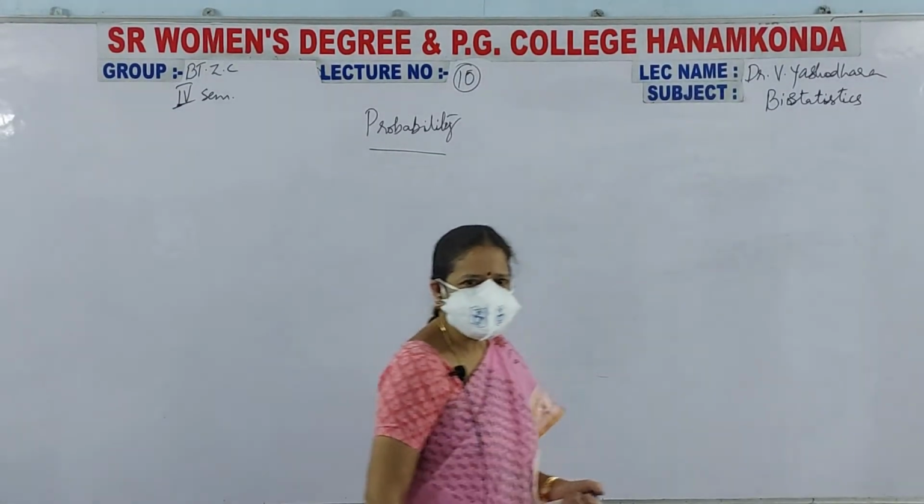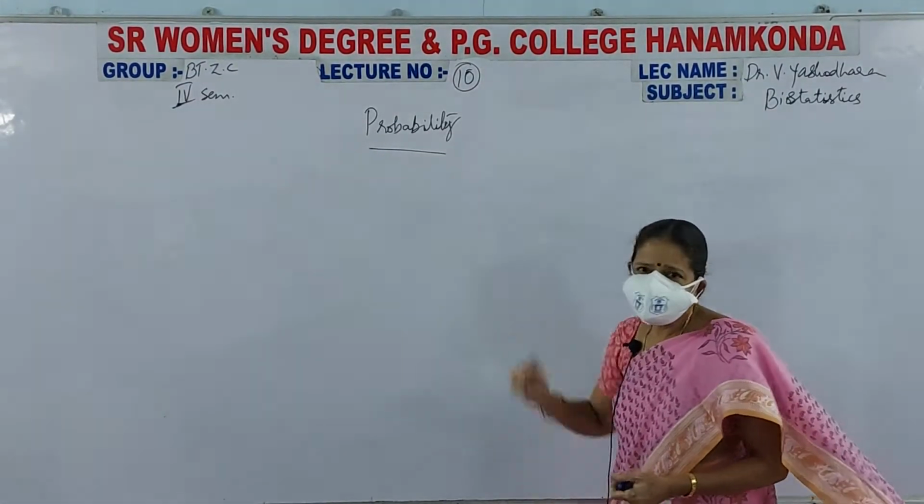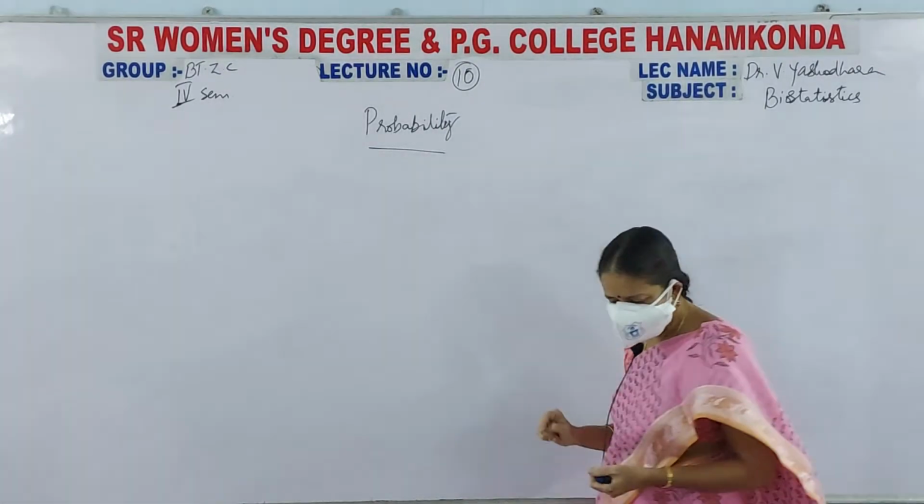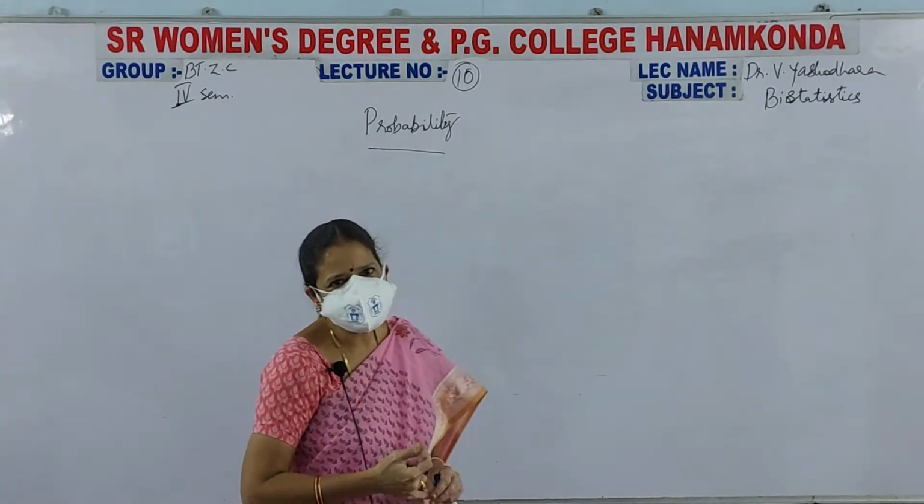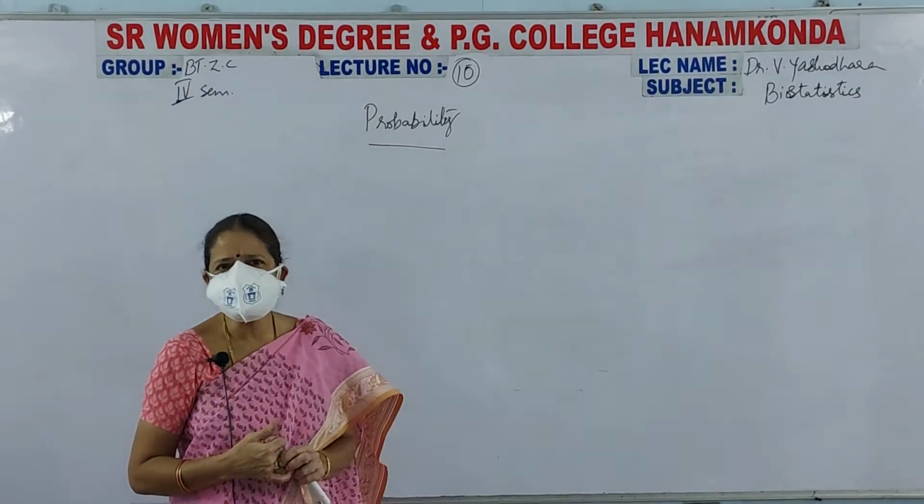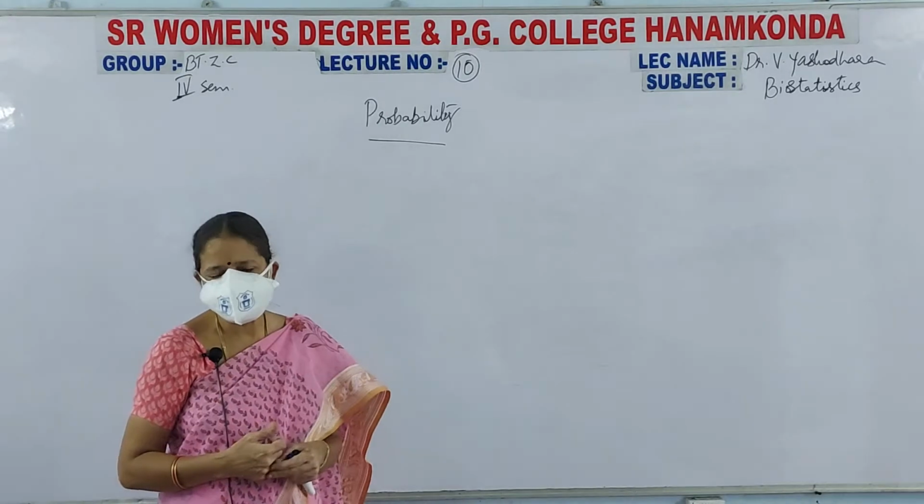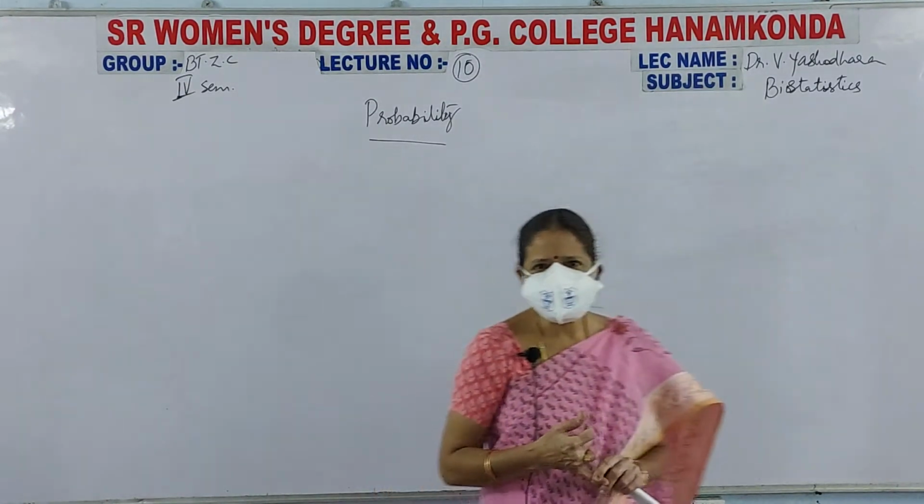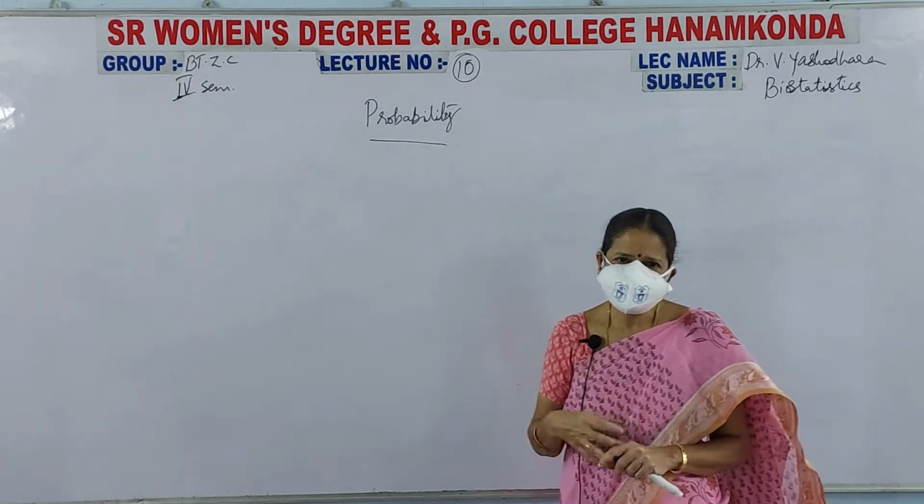Good morning students. Today we will be continuing with our same topic, that is probability. In the last classes we have seen the definition of probability. Then after the definition of probability we have seen the rules of probability and types of probability. What are the types of probability? Mathematical probability and statistical probability.